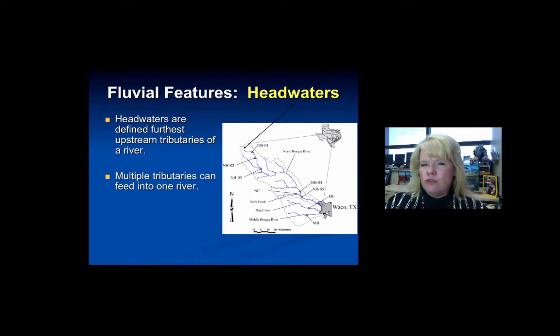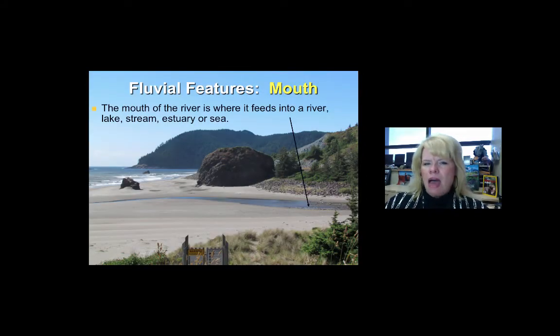So headwaters are the furthest upstream tributaries of a river system. Subsequently, they're usually the smallest, and they gain size as they continue down and get fed by other tributaries that feed into the smaller ones that actually feed into the main stem of that system. The mouth of a river is where it discharges into a water body.